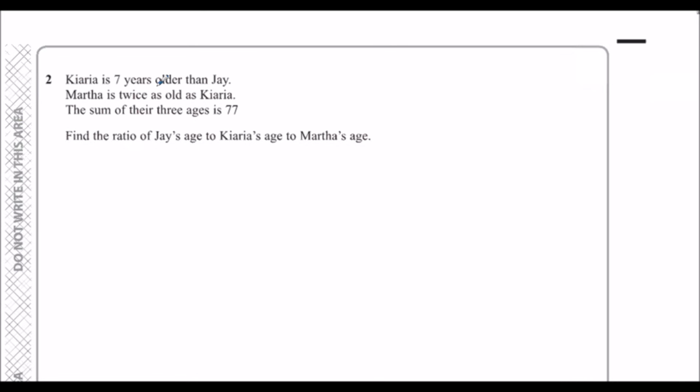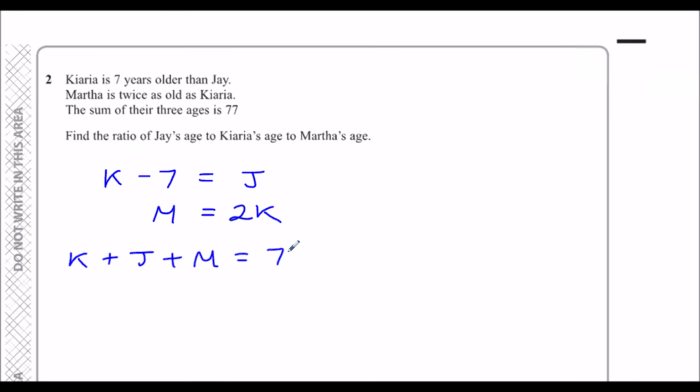So K is 7 years older than J. So K minus 7 is equal to J. Martha is twice as old as K. M is twice as old as K. So M is equal to 2K. And the sum of their 3 ages is 77. So K plus J plus M is equal to 77.